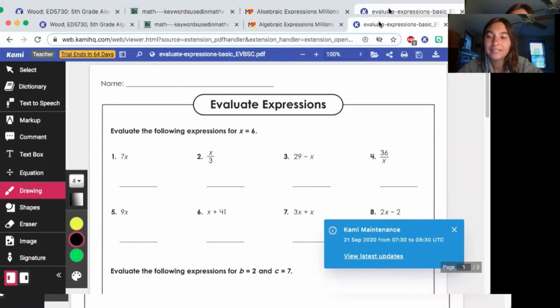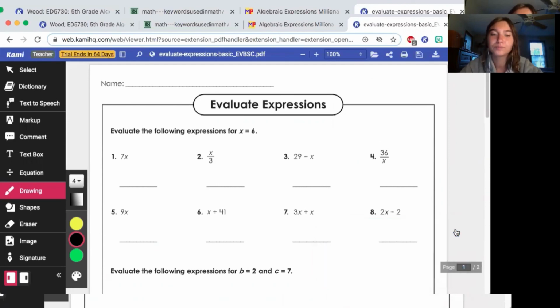So let's come back together as a group and discuss our next activity. I'm going to break you off into pairs and give you your daily worksheet. Please complete this in your pair. We will do the first one together now. Let's read the directions. Evaluate the following expression for x equals 6.